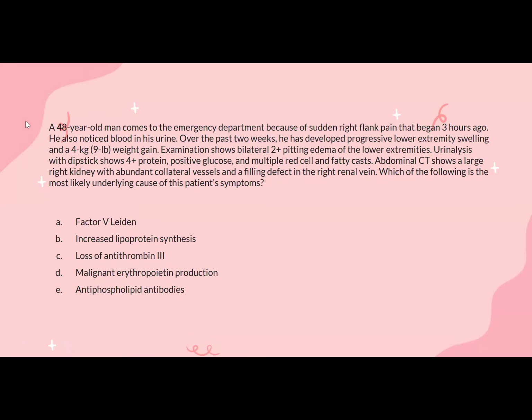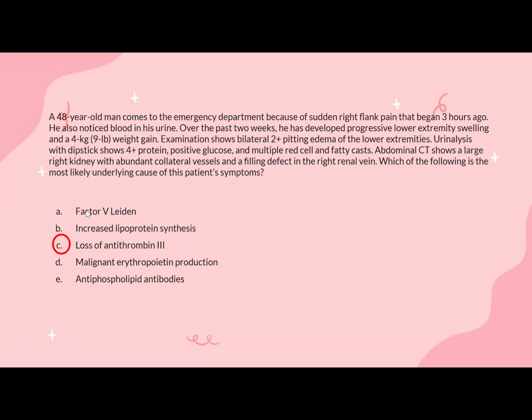Okay, so the answer is loss of antithrombin 3. Why is that? When you look at the question, you see that there's blood in his urine, there is progressive edema in the lower limbs, and there is weight gain. And we have bilateral 2 plus pitting edema and 4 plus protein. The moment you see 4 plus protein specifically, because I feel like lower extremity swelling can be sort of borderline.